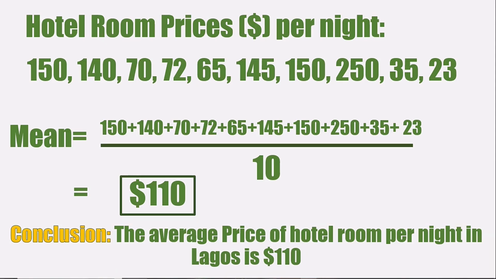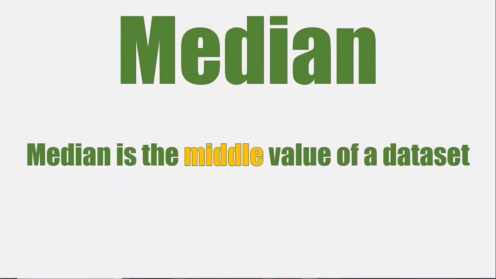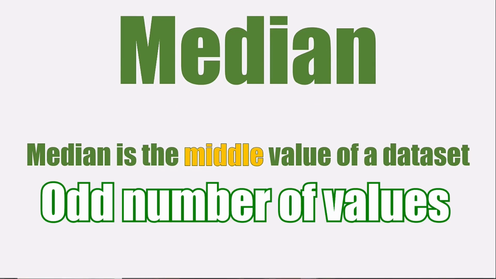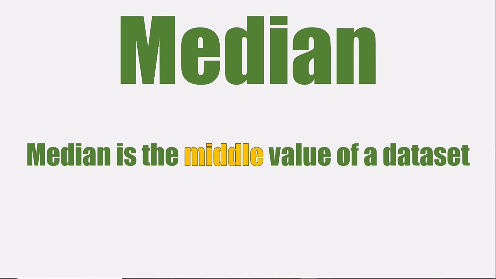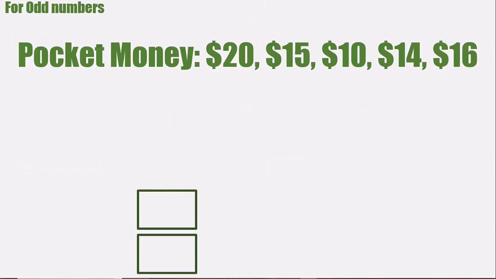But sometimes the mean is actually not a good representation of the data set, like for our case here. Now, because of that, let's dive deeper into another measure of central tendency. That's the median. Now, the median is simply the middle value of your data set. And it's actually calculated differently if your dataset has an odd number and an even number of values. So let's start by calculating it if you have an odd number.